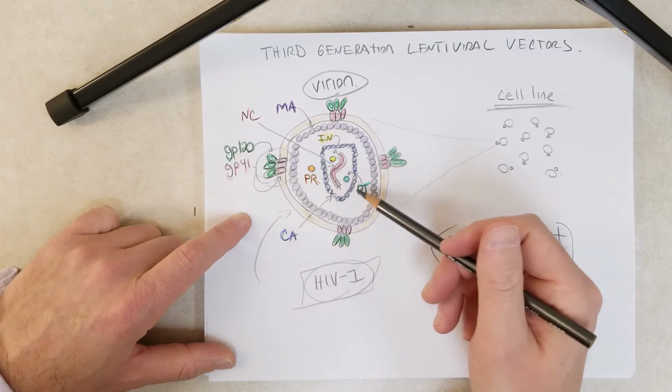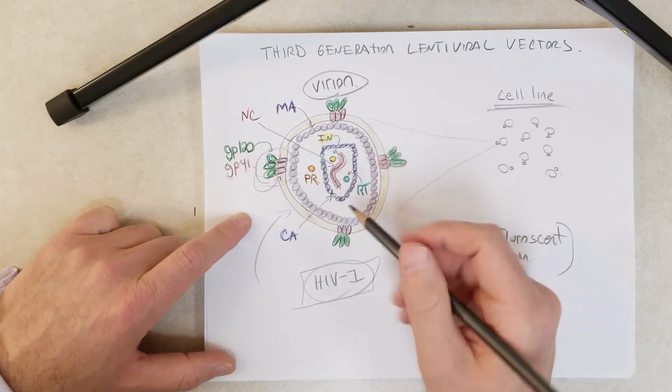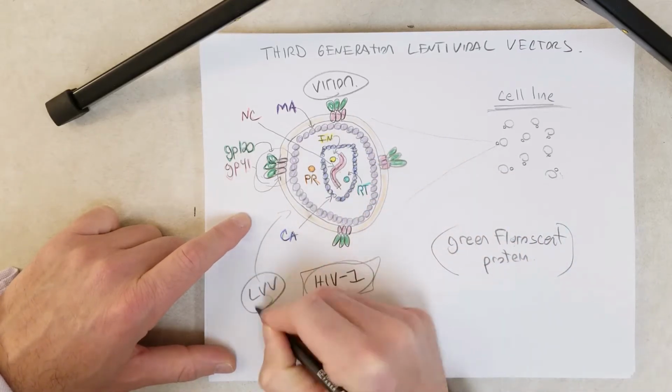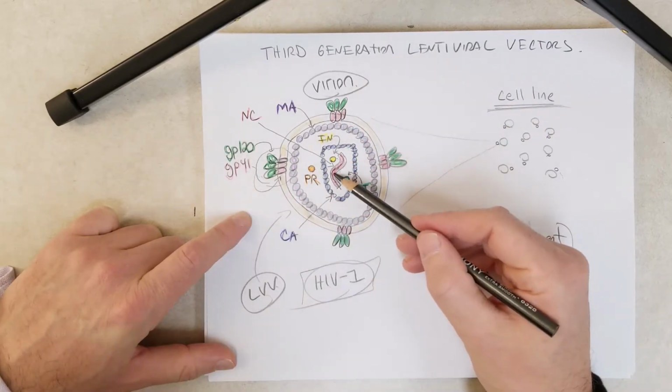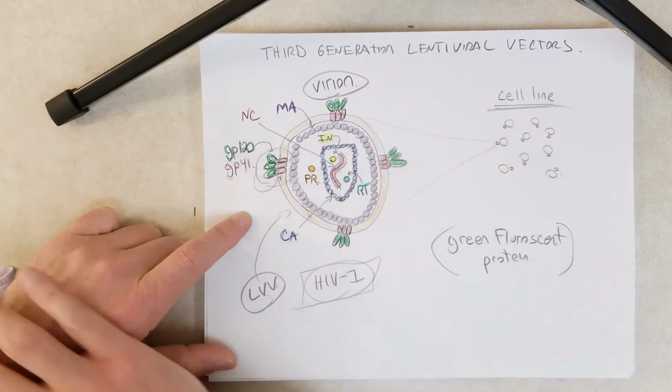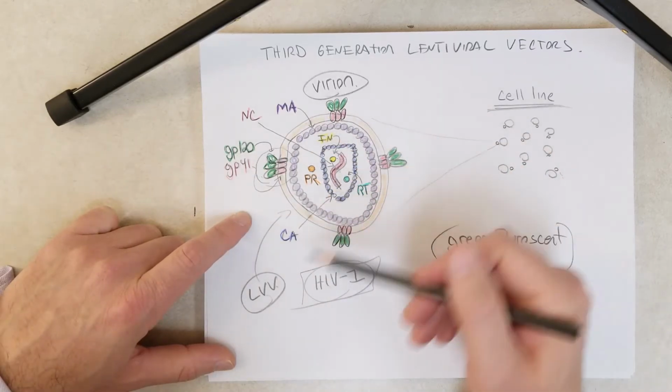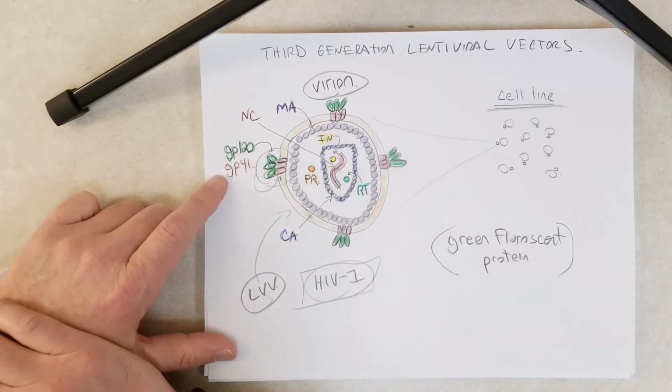Isn't this a virus? How come we keep calling it a lentiviral vector? Well, technically, yeah, it's very similar to HIV. It just doesn't have the HIV genome in here. So I'm going to refer to this as an LVV, lentiviral vector.